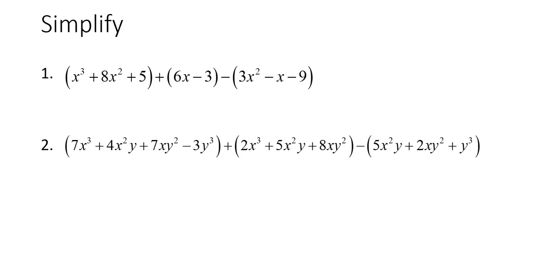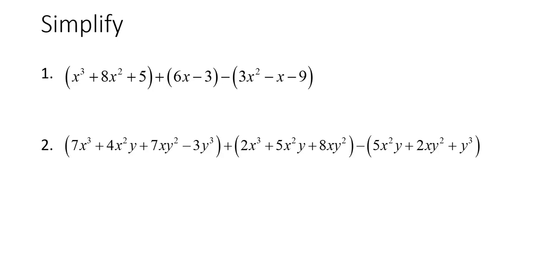All right. Oh my goodness. What if somebody was in a bad mood and they gave you problem number 2? What are the like terms here? I've got x to the thirds. I got x squared y's. I got xy squares. I got y cubes. Do I have anything different in the second ones? No, I got x squared y's. I got xy squares, and I got y cubes.